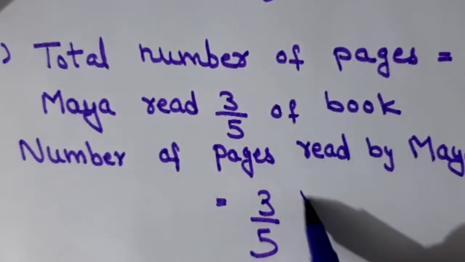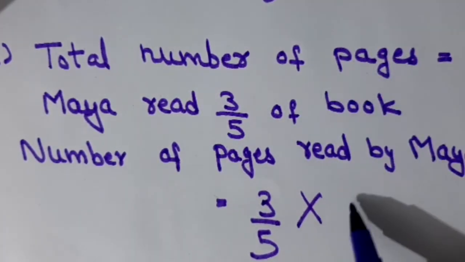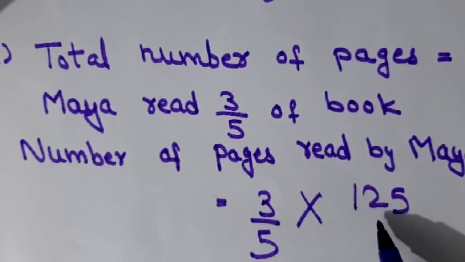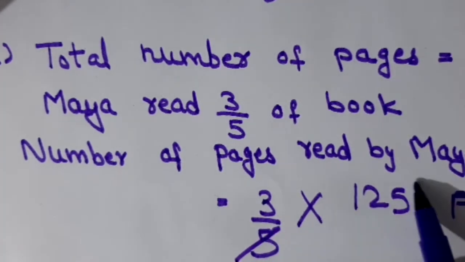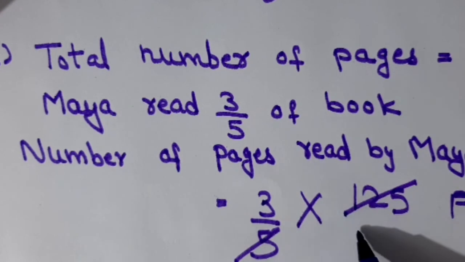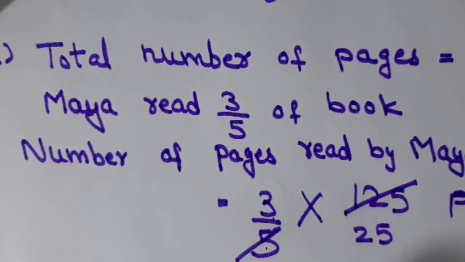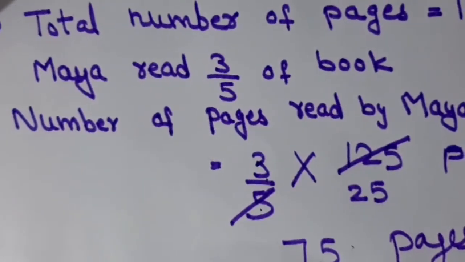"Of" means multiply. In the book, how many pages are there? 125. It means she read 3 by 5 into 125 pages. Now you will solve this. Here I can cancel this 5 with this 125. 5 twenty-fives are 125. 3 twenty-fives are 75. Here 5 ones are 5. So Maya read 75 pages.